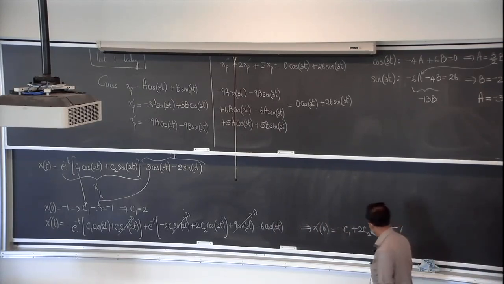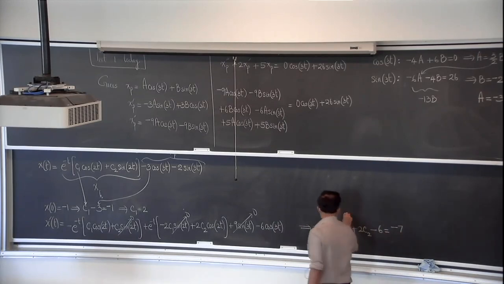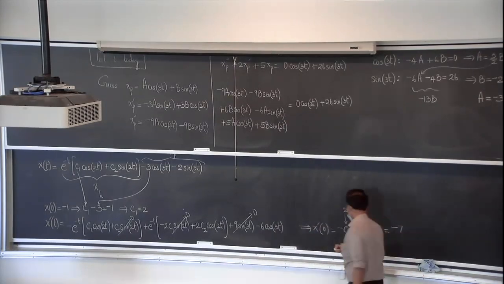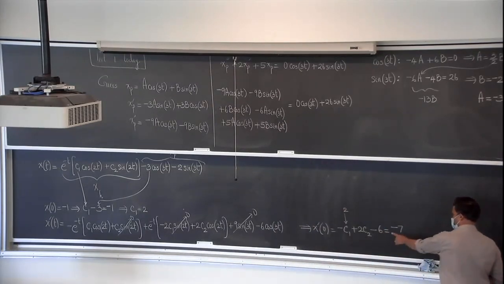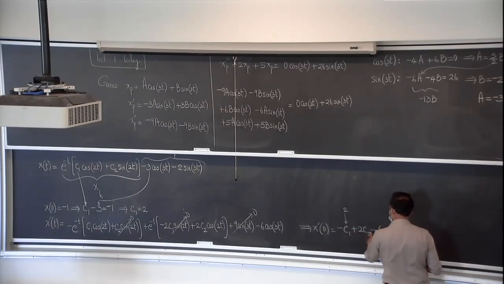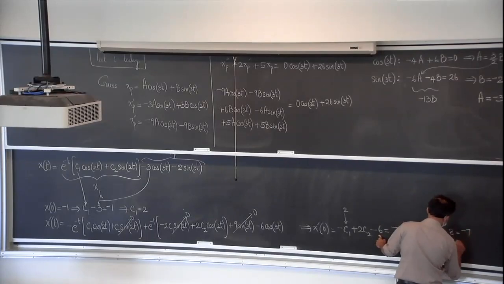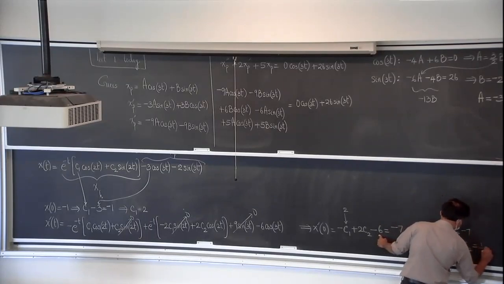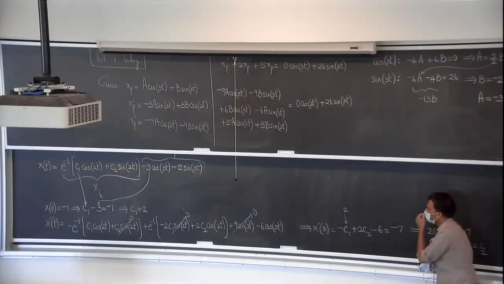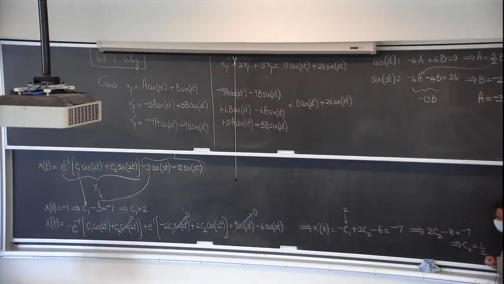So what is C2 equal to? C1 was 2. Okay. Almost forgot I had that. So that's going to be -8 here. So 2C2 minus 8 equal to negative 7. So C2 is a half. All right.